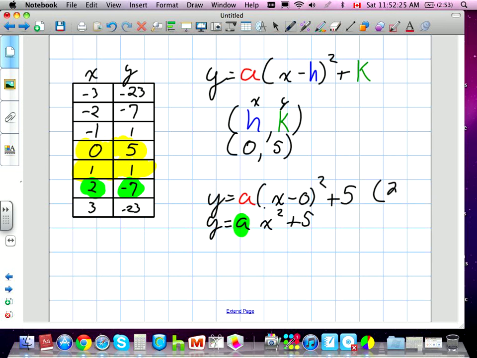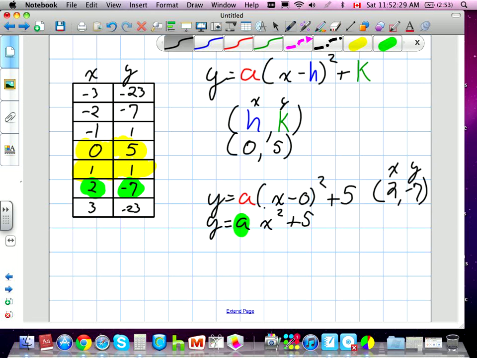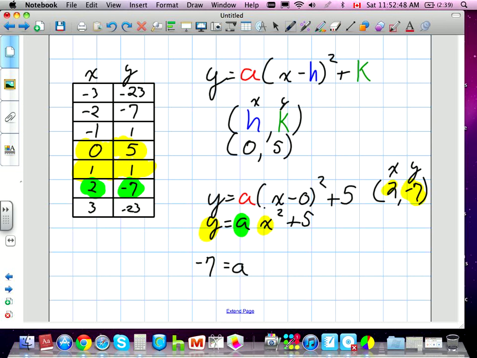So I'm going to replace x with the number 2. Let's actually do that in the other color. So we're going to replace x with 2 and y with negative 7. So now I have negative 7 is equal to a times 2 squared plus 5. Well, we still don't know what a is, so we got to keep a there. And then you want to isolate the a. Exactly. That's the whole process here.